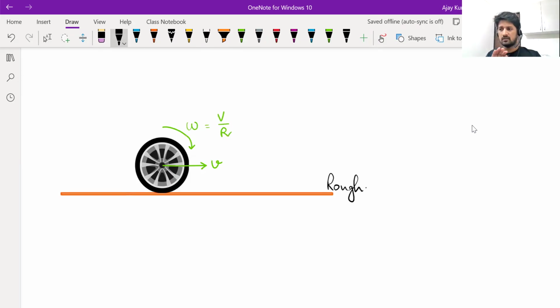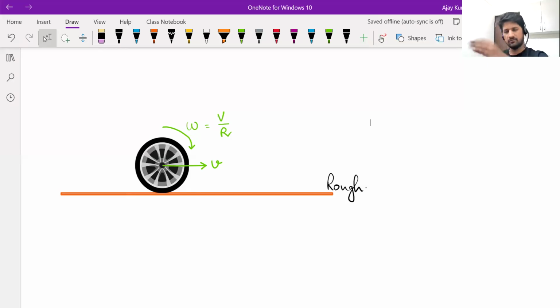There are no extra forces. Weight and normal force are present. No extra forces. The object is already undergoing pure rolling. Does friction need to act? If yes, in which direction should it act? Think carefully. I'll give you all 2 minutes.